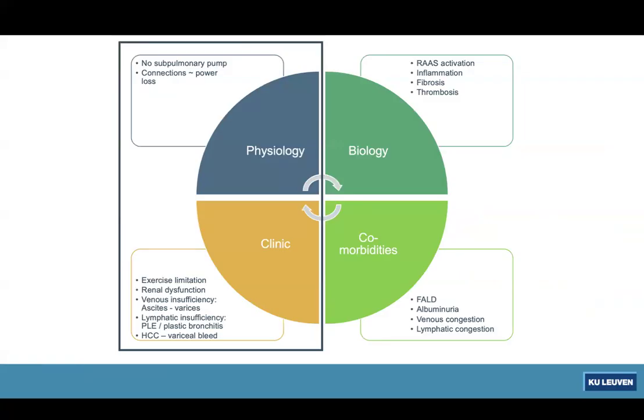So there's lots of things to talk about if you think about Fontan physiology and the consequences of Fontan physiology, and you can talk about the clinical presentation of patients with Fontan physiology, and we'll discuss a little bit about that with regards to exercise limitation, renal dysfunction, and so on. I think it's interesting that if you construct a Fontan circulation, there are consequences for cardiovascular physiology: the absence of a subpulmonary pump, the connections, and how that causes power loss.